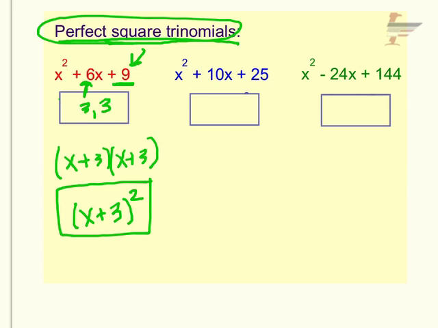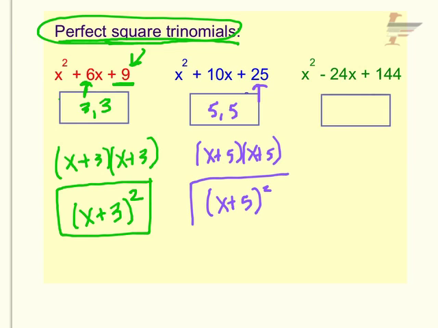If we take a look at the next example really quickly, how is this going to factor? Well, factors of 25 are 5 and 5. So we know it'll be x plus 5, x plus 5. And then we're multiplying the same thing by itself, so x plus 5 squared. So if you have a perfect square trinomial, it's going to factor into this every single time.